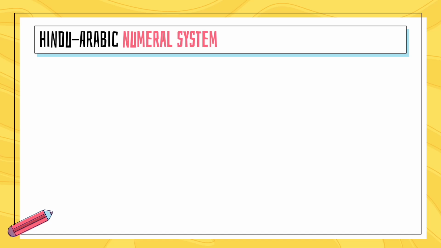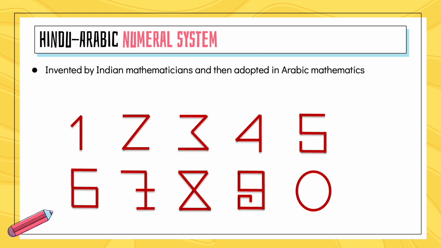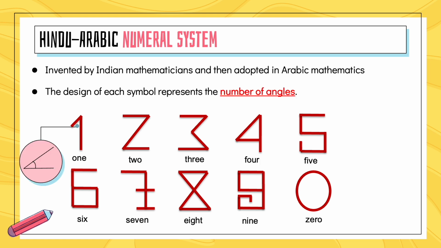So finally, a better numeral system was invented. It's called the Hindu-Arabic numeral system. It was invented by Indian mathematicians and adopted in Arabic mathematics. The design of each symbol represents the number of angles. For example, 1 has 1 angle, 2 has 2 angles, 0 has no angles. The symbol and the concept of quantity match perfectly and have become the most important part of math today.